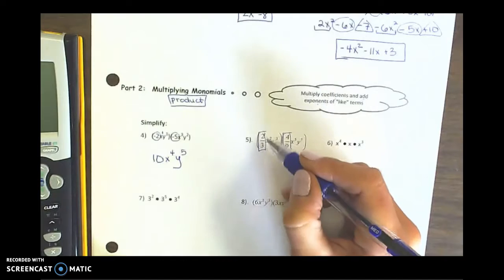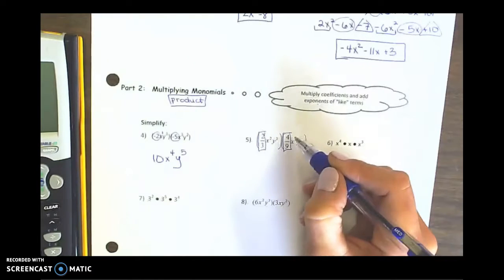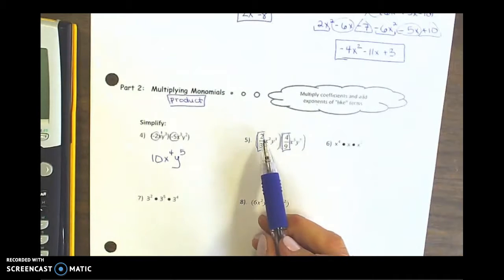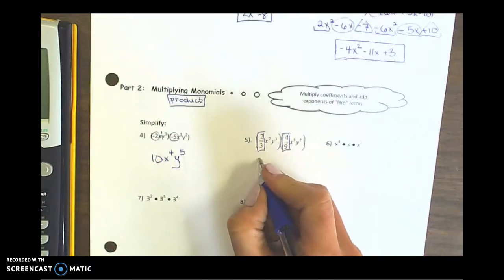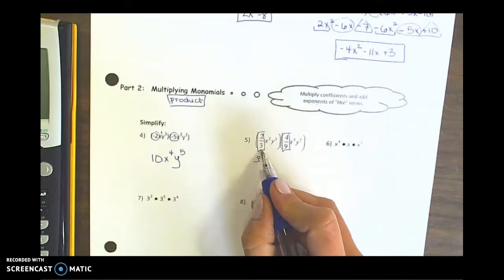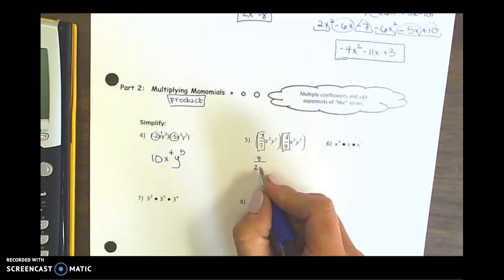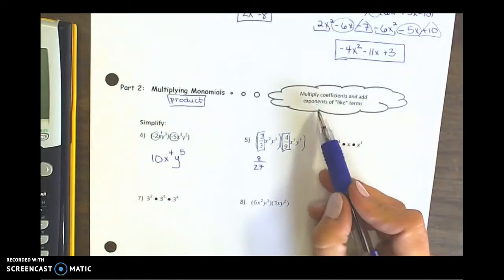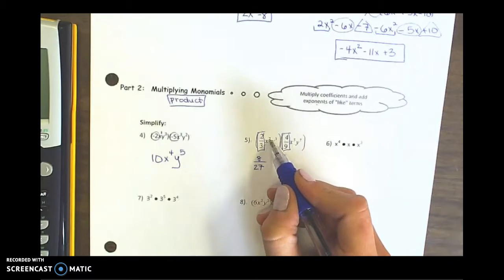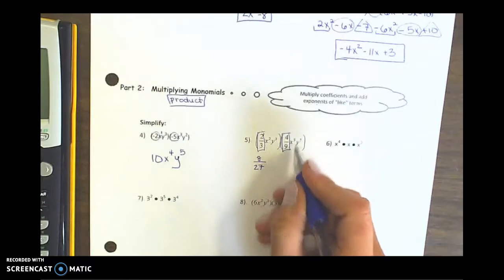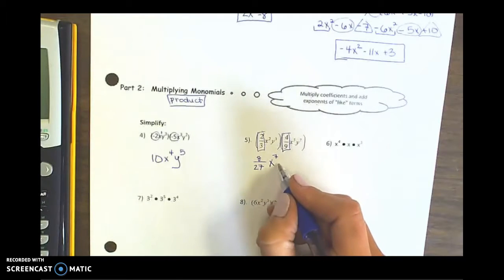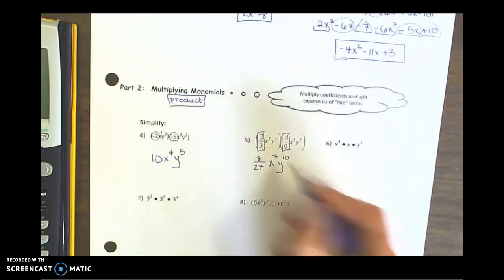Okay, so we have positive 2/3 times positive 4/9. When you multiply fractions, you multiply the numerators and then the denominators. So 2 times 4 is 8, over 3 times 9 is 27. Then we're going to add the exponents of the like terms. So x squared, x to the fifth: 2 plus 5 is 7. Y to the third, y to the 7 becomes y to the 10.